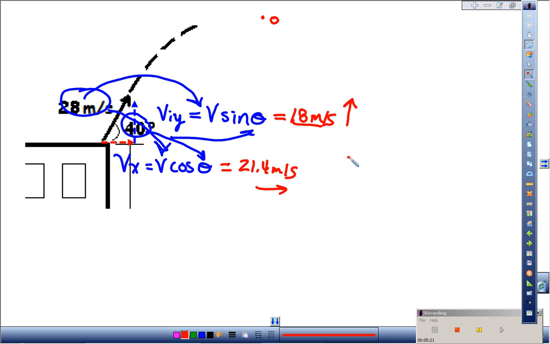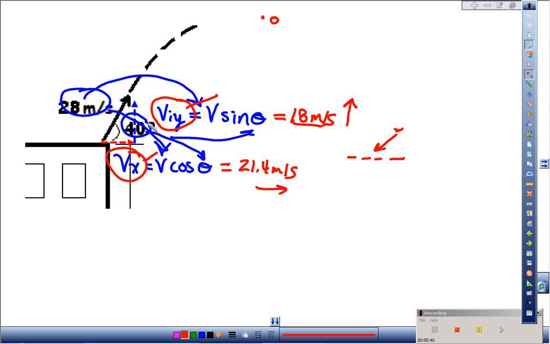Now, you're used to this returning back to level ground, where its final velocity was the same as the initial, but just with a different direction. In this case, it won't be reaching the same level. It will be going even further. So you need to realize that this is just your initial vertical velocity, and this is your horizontal component. This will change, and this will stay the same.